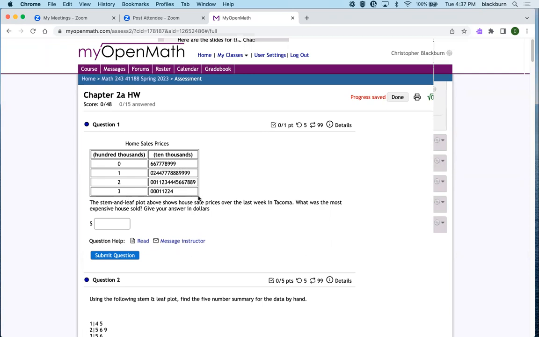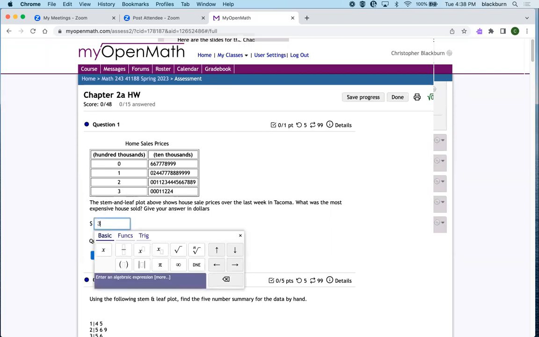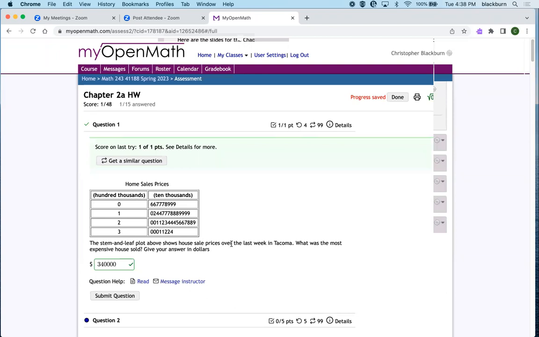So that's probably kind of a fictitious number in this day and age. But the most expensive house is going to be with the 3 and the 4. So it's 300,000 and then 4 10,000s. So it would be $340,000. So that's kind of the way you read a stem and leaf plot.